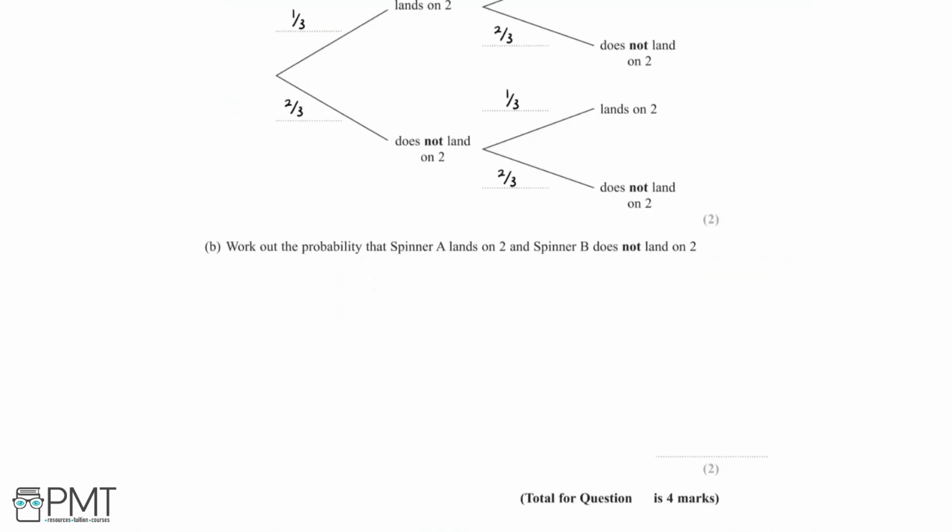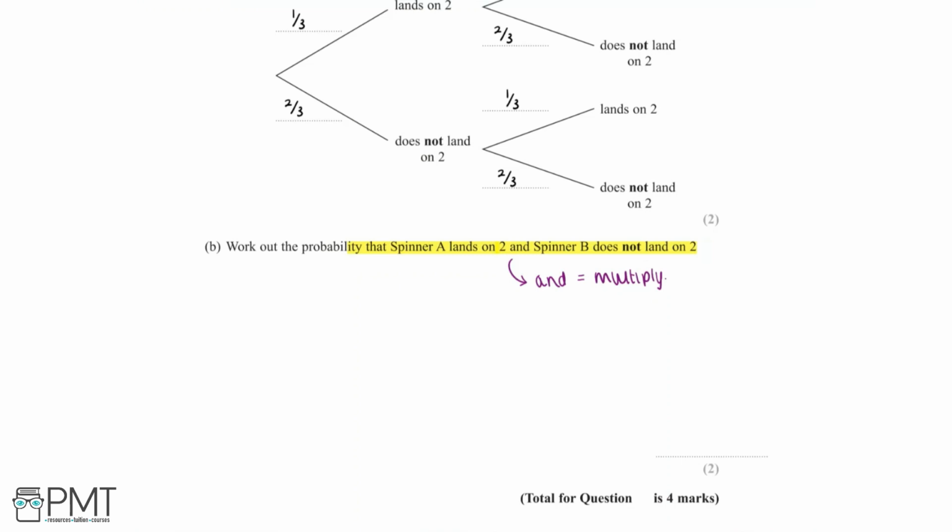Now in part B, we need to work out the probability that spinner A lands on 2 and spinner B does not land on 2. Now the word "and" is very important. Now a general rule in probability is that "and" means that we multiply the probabilities together. And so to find the probability that spinner A lands on 2 and spinner B does not land on 2, we'd have to do the probability that spinner A will land on 2 multiplied by the probability that spinner B will not land on 2.